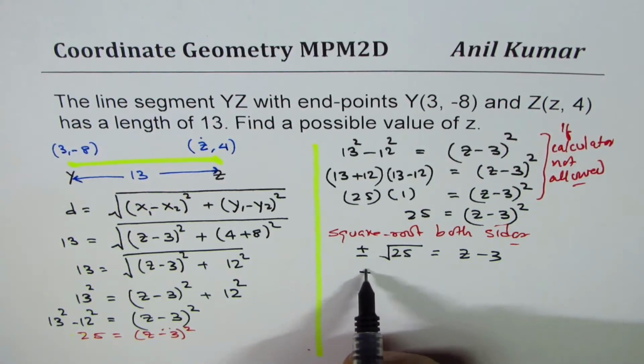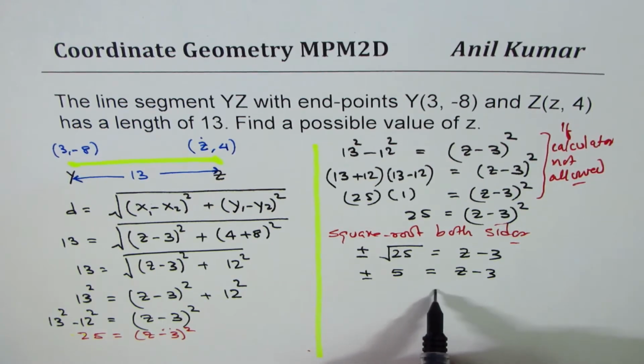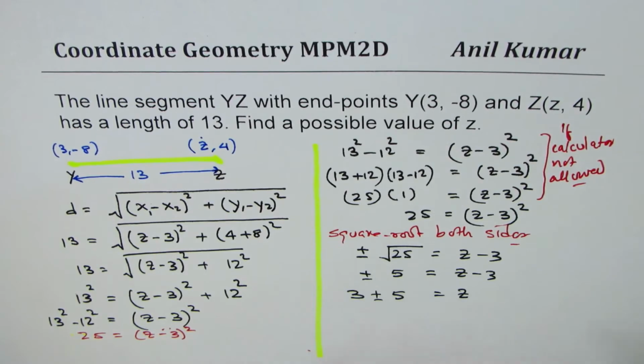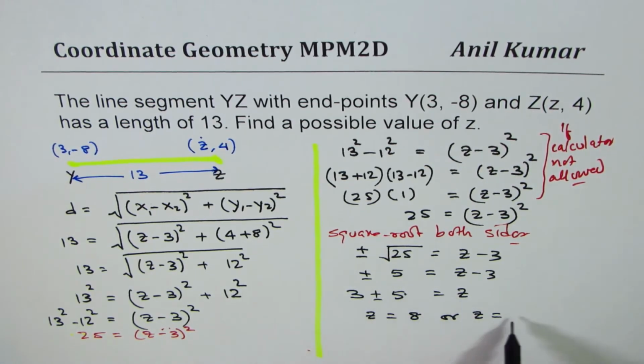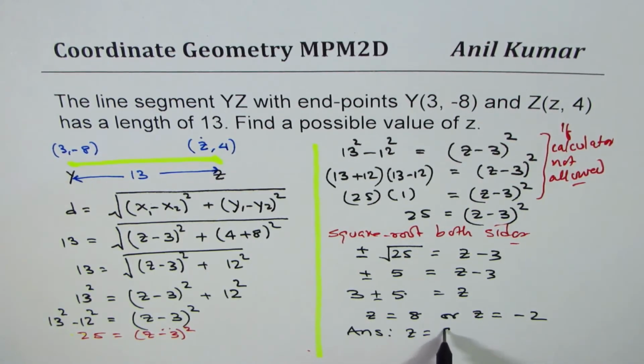So you get two possible answers: plus minus 5 equals z minus 3, or we say z equals 3 plus minus 5. So there are two possible solutions, right? So we could get z equals, when you add them up, 8, or z could be equal to, when you subtract, minus 2. Correct? So these are the two answers for you. So the answer is z equals 8 or minus 2.